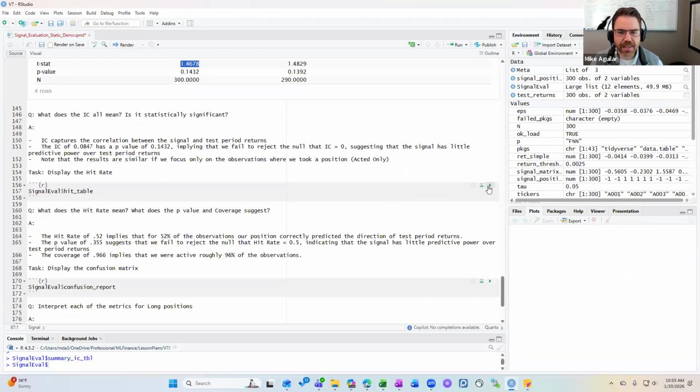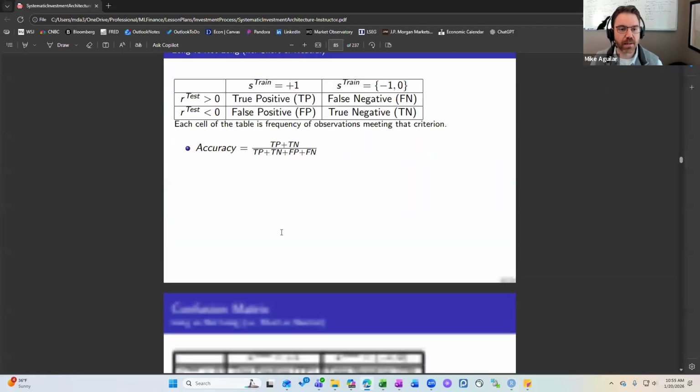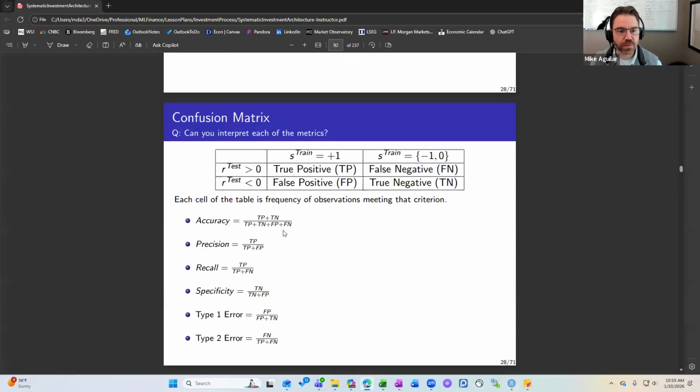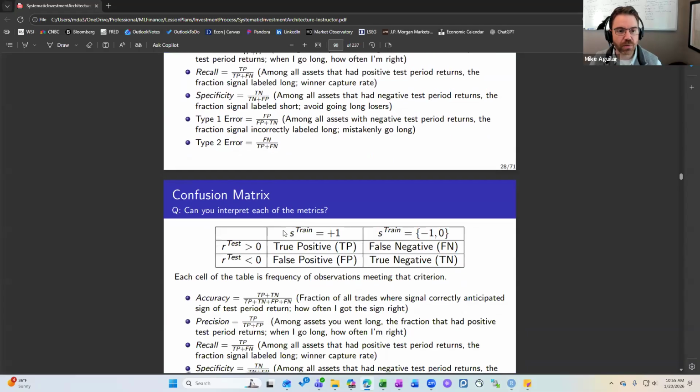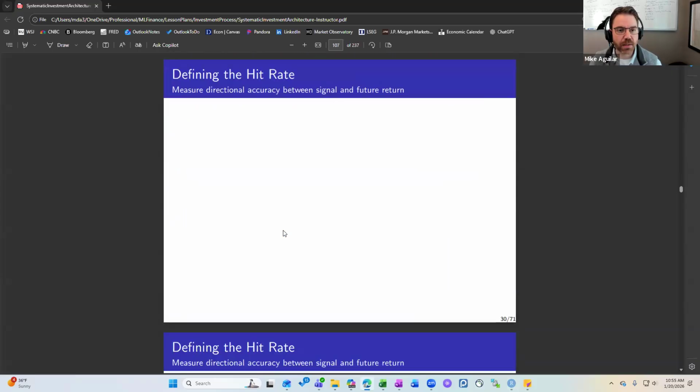We got a hit table. What's a hit table? The hit rate is another measure of success, 0.527. Let's go to the slides. I'm going to skip over the confusion matrix for now. Find me some good old hit rate. Where are you at? There we go.